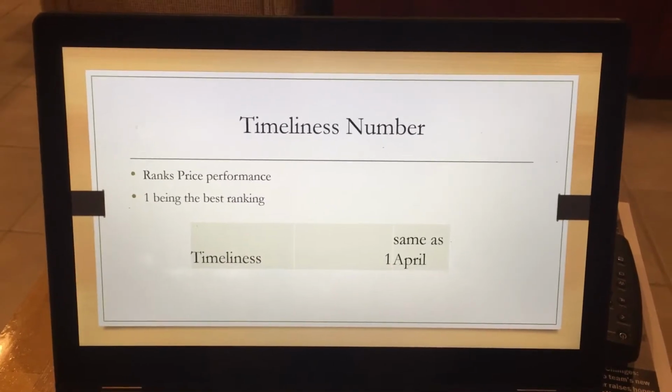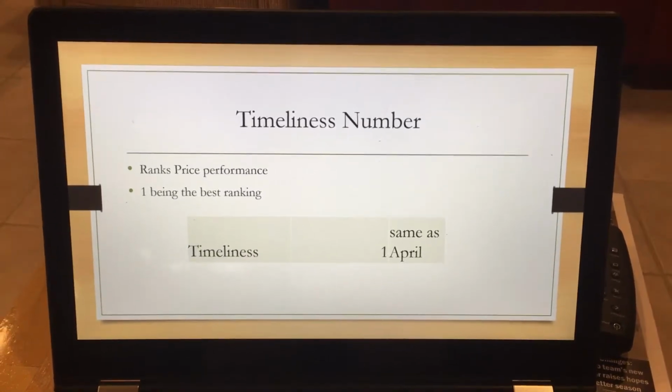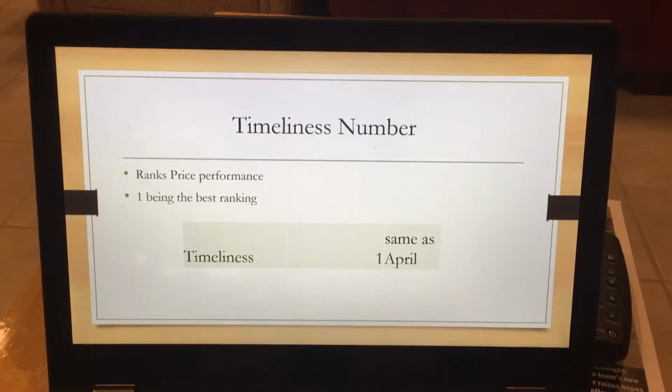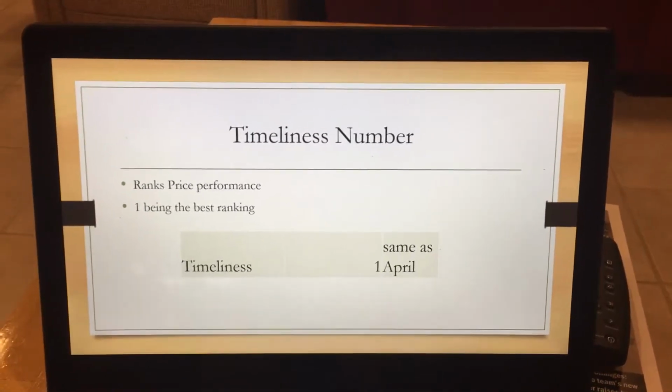So the timeliness number ranks the price performance, and I kept it the same as April's Value Line estimate, a 1, and it's on a ranking of 1 to 5. So 1 is the best.